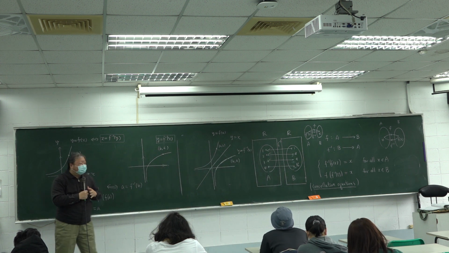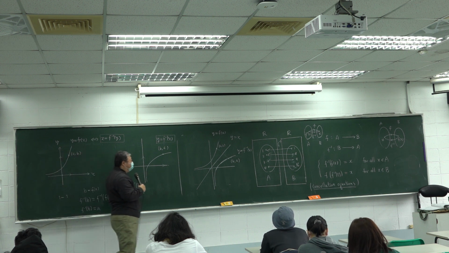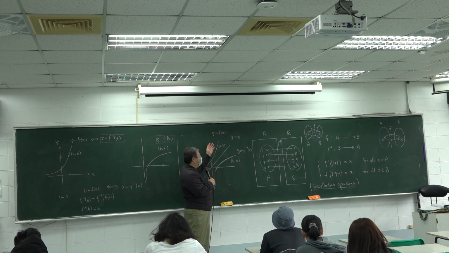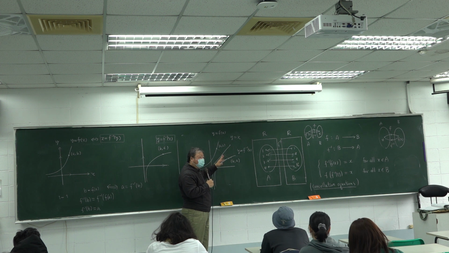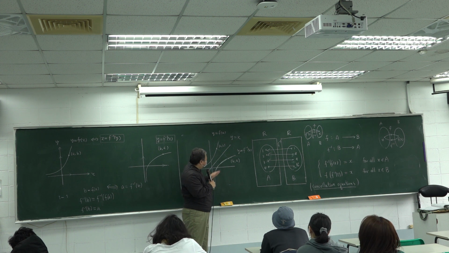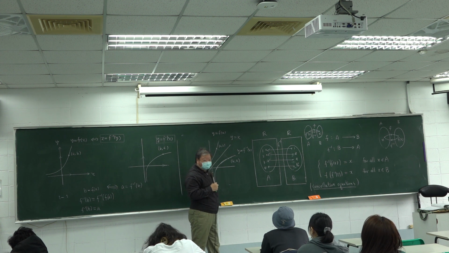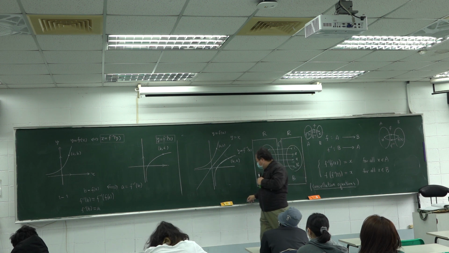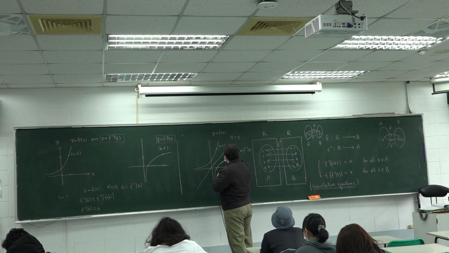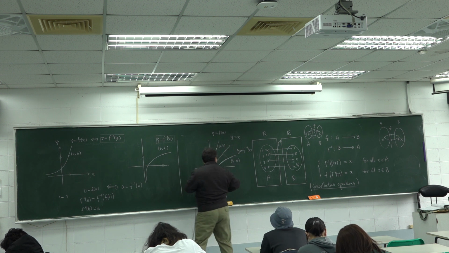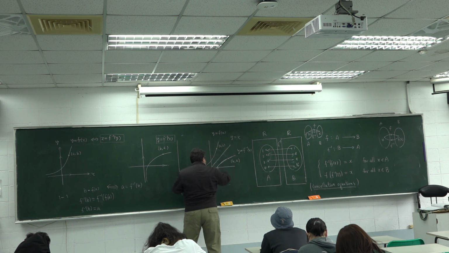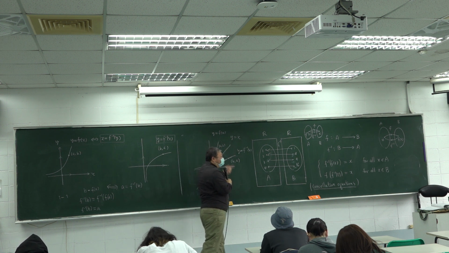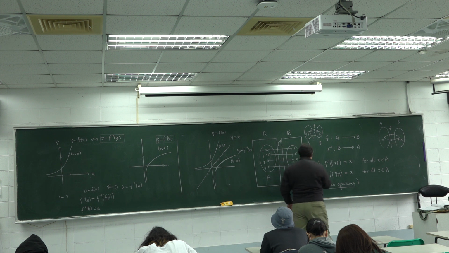So, the graph of the inverse function of some function f is a reflection about this straight line. Reflection, 镜射, 反射. Yes, you can treat this line as a mirror. Then this is the image of this curve inside this mirror.